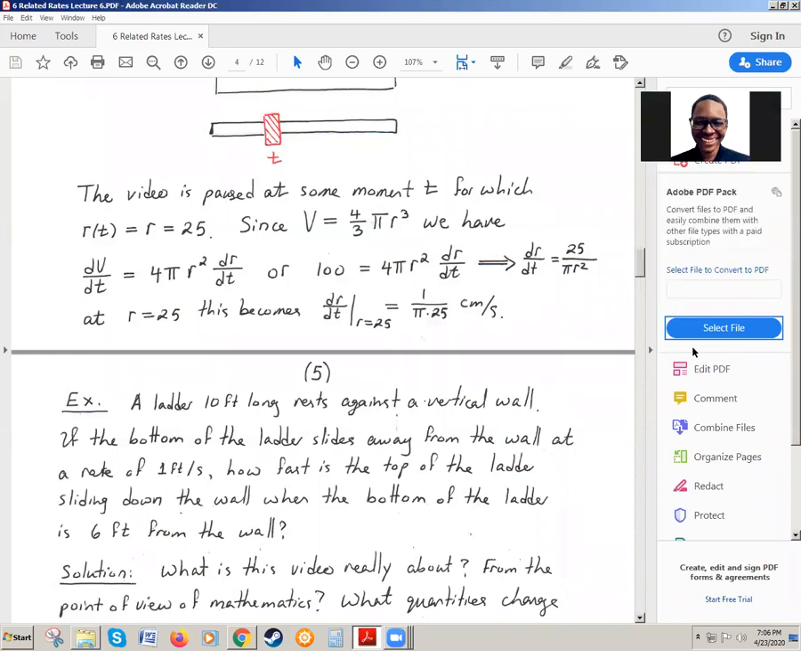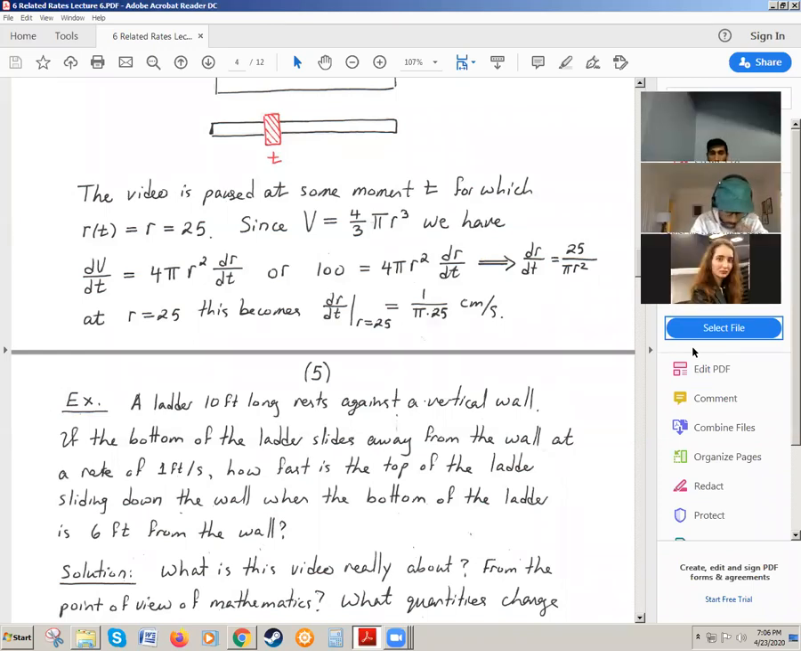Professor, 2x plus 2y is equal to 0 after taking the derivatives. Be careful. 2x times the derivative of x plus 2y times the derivative of y is equal to 0. Now it's good.